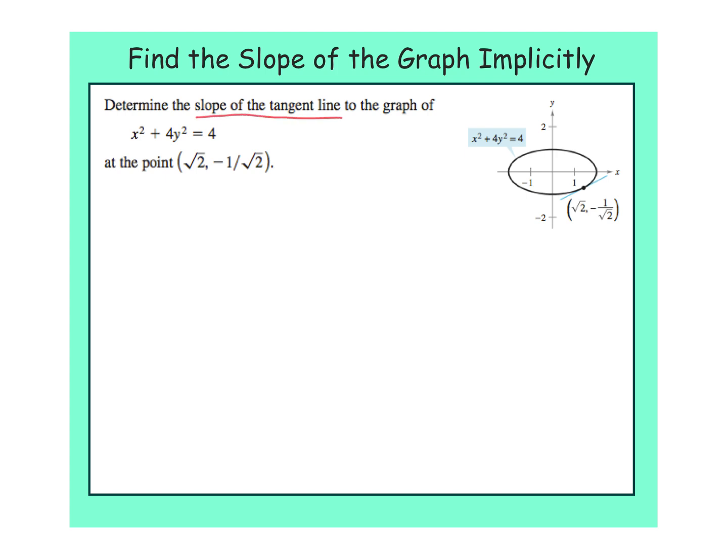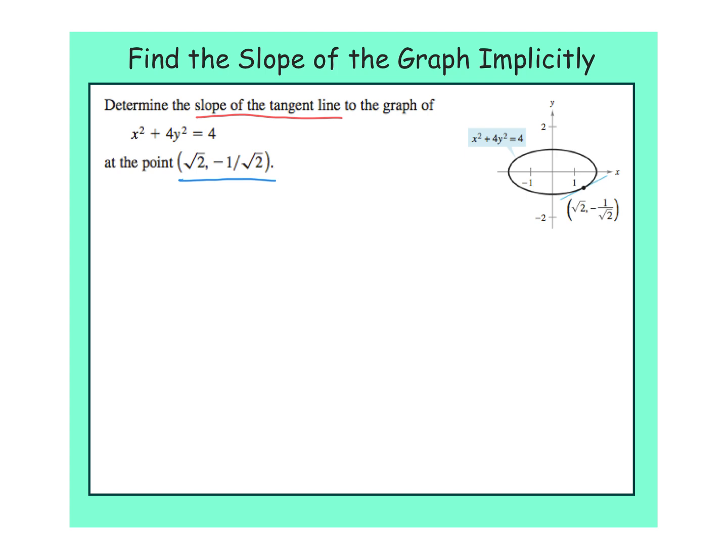So we're going to determine the slope of the tangent line. What is the slope of the tangent line? A derivative. So we're finding the derivative of this equation, x squared plus 4y squared is equal to 4, at the point square root 2 comma -1 over square root 2. How do we get to slope? We take a what? Derivative.